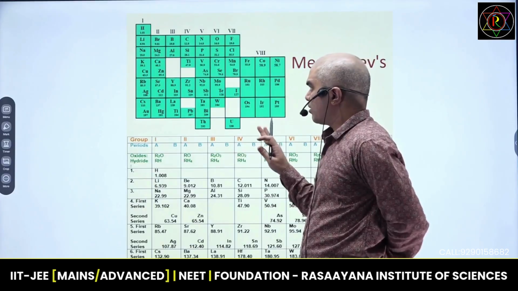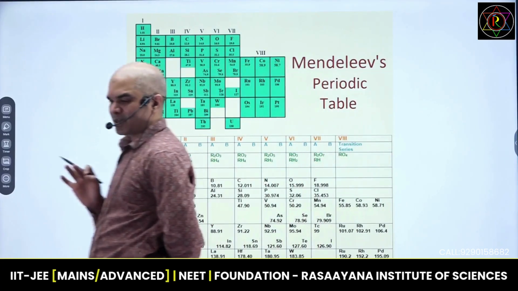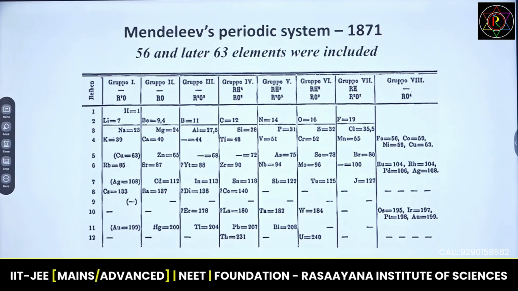And this is the periodic table given by Mendeleev. You need not remember all this periodic table. Just as a glimpse, I am showing you this periodic table. You go through once. Twice he has given the table by making some changes. This is the periodic table.